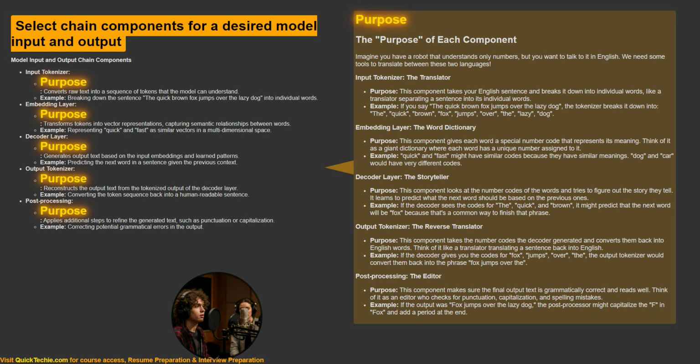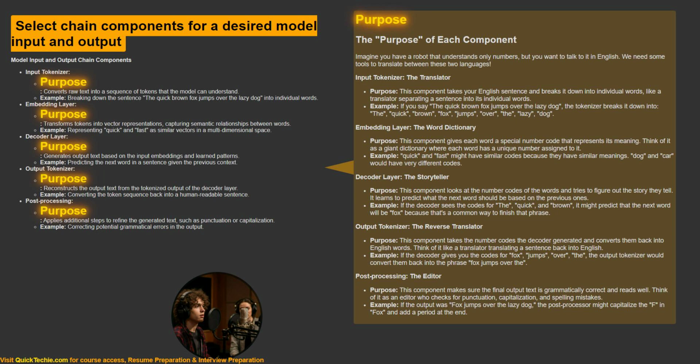This component takes your English sentence and breaks it down into individual words, like a translator separating a sentence into its individual words. Example, if you say, "The quick brown fox jumps over the lazy dog," the tokenizer breaks it down into, "The quick brown fox jumps over the lazy dog."